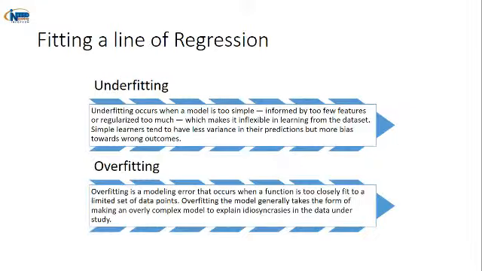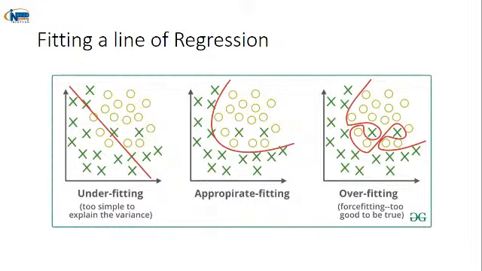Let's move ahead. There is a concept of fitting a line of regression. Here you can see what is called fitting a line of regression. In regression we normally try to fit the line so that we are able to divide the data into the proper category or proper class. That is something we actually want, so that we can determine the exact value.